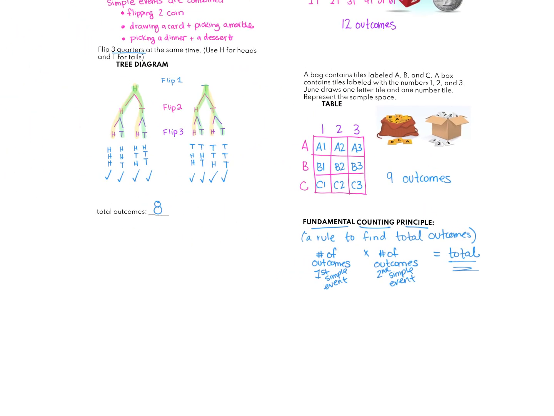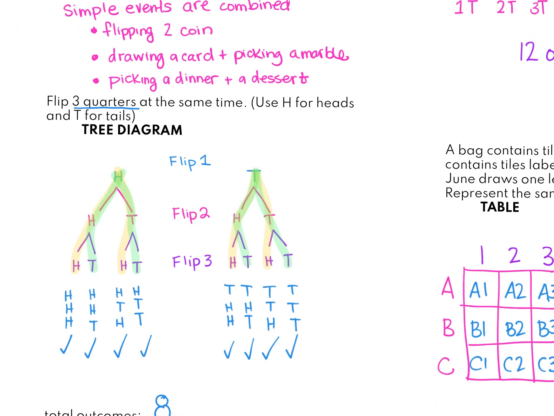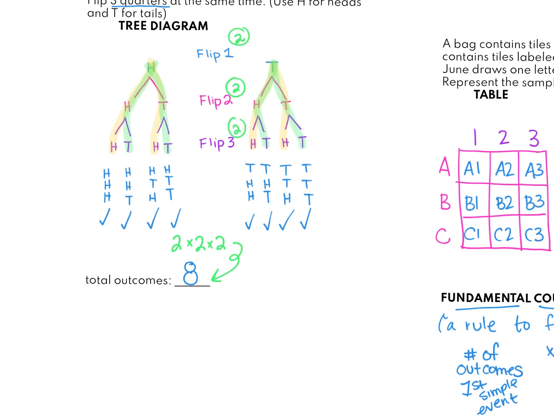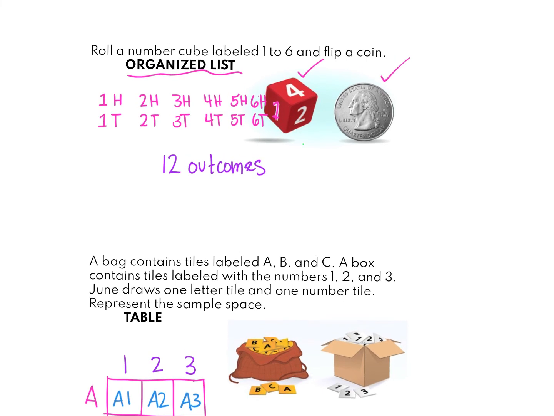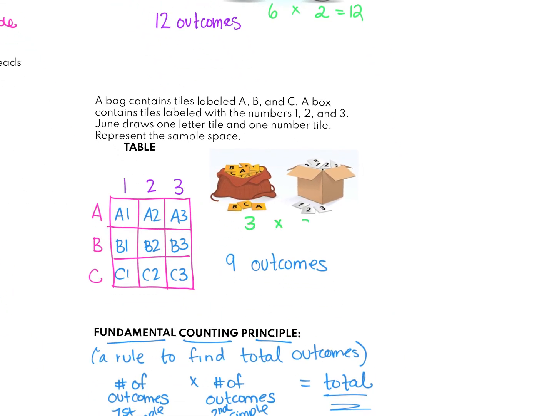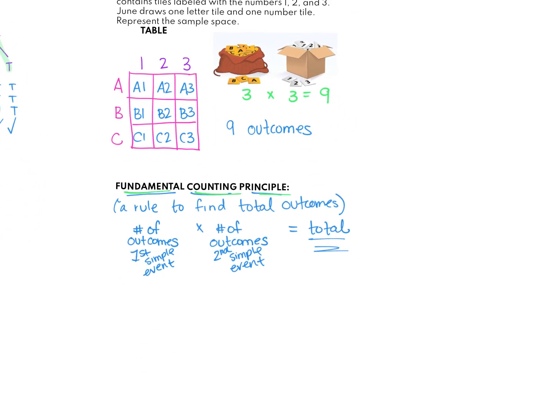Let me go back to this one right here. So in flip 1, there was 2 outcomes, heads and tails. In flip 2, there was 2 outcomes, heads and tails. And in flip 3, there was 2 outcomes, heads and tails. So if we were to use the fundamental counting principle, 2 times 2 times 2 will give us 8. In the next one, there was 6 outcomes here and 2 outcomes here. That gives you 12. There was 3 outcomes here, 3 outcomes here. That gives you 9. So that is just an overview of the fundamental counting principle.